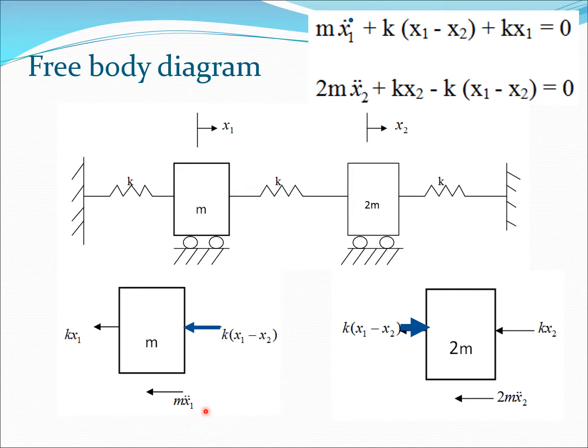So let's look at this one first. So you get m x1 double dot here plus k(x1 minus x2) here plus kx1 here equal to 0. That's the first equation. The second equation would be 2m x2 double dot here plus kx2 here minus k(x1 minus x2), because this force is acting in the reverse direction. So again, this sums to 0. So these are the two governing differential equations for this problem. You can see here that they are coupled in the sense that there is an x2 in the first equation and there is an x1 in the second equation.